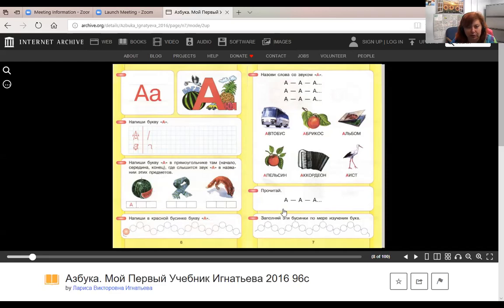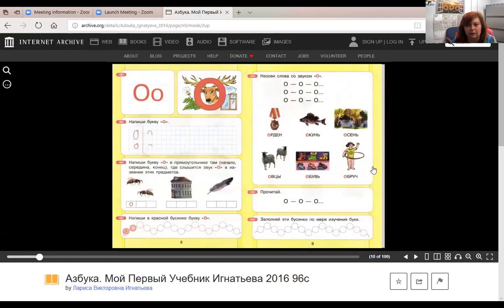And also children usually try to write something where they can find letter A in these words: arbuz, sharf, lisa. So where can you see the letter A? Okay, letter O. And again, pictures. Can you see the pictures? That's what they see, what starts with letter O. Орден, which is order. Окунь, type of fish. And I can't really remember what type of fish that is in English.